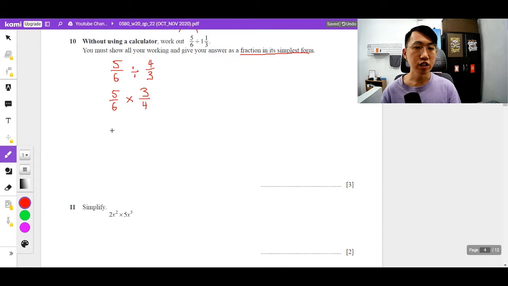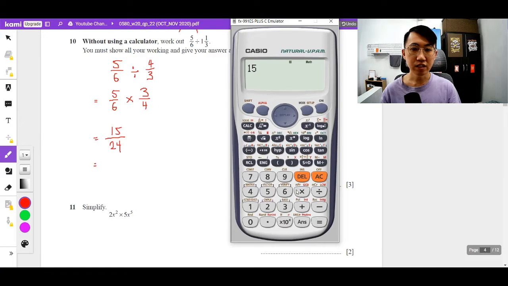So 5 times 3, that's going to be 15. 6 times 4, top times top, bottom times bottom, alright? So this is going to be 24. Alright, go ahead and show this. You can simplify. Go ahead and press the calculator. 15 divided by 24. Okay, so you get 5 over 8.